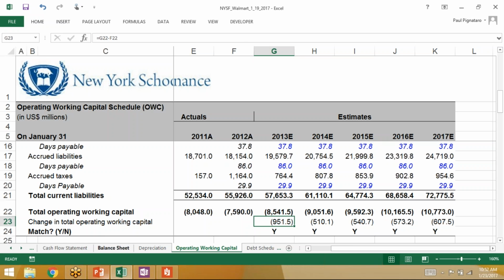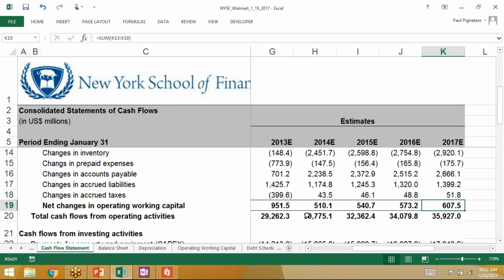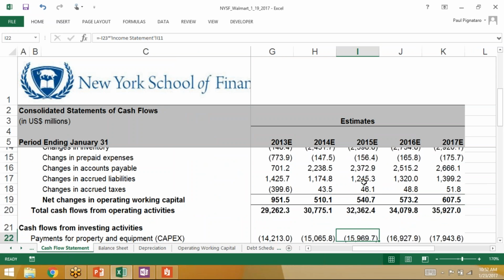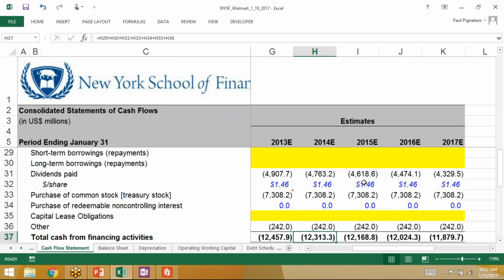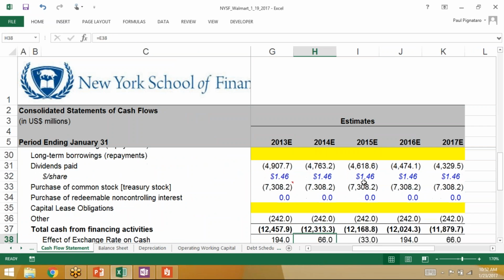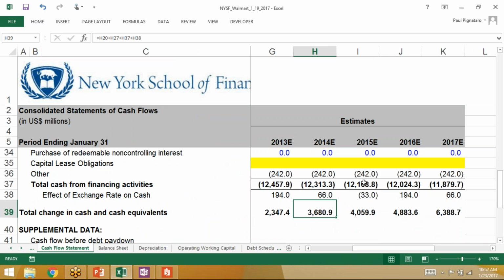Working capital is done. The cash flow statement is pretty much done, with the exception of the two line items that are related to the debts. We're not going to do the debt schedule yet. I recommend the debt schedule be the very last schedule that we do. There's good reason for that.